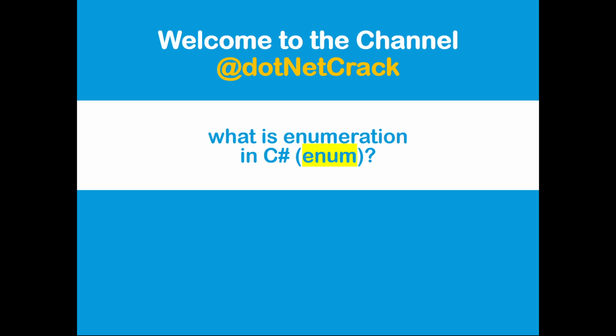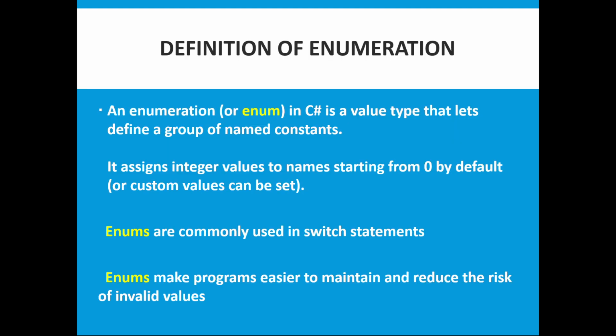In this video, we are going to learn about what is enumeration in C Sharp. So let's start with a definition and also see an example of how we can use enumeration effectively in C Sharp. In C Sharp, enumeration is a value type. It defines a group of named constants. It assigns integer values to names starting from 0 by default, or custom values can also be set.